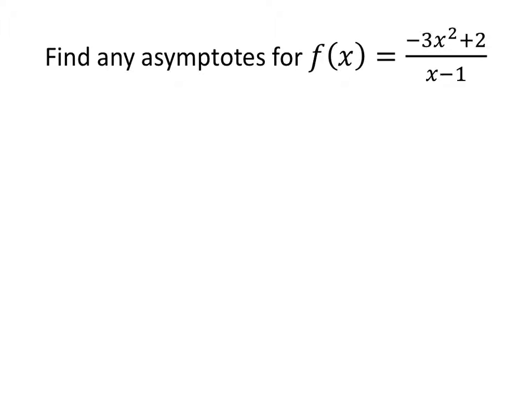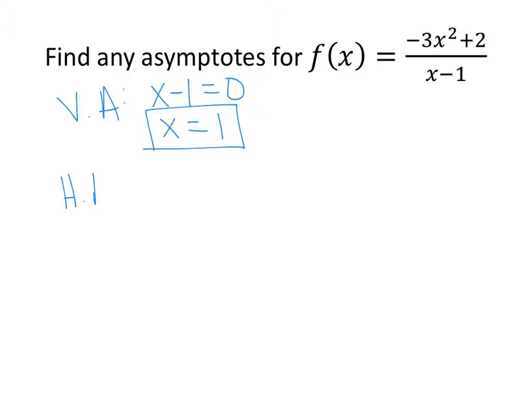Okay, so this one is saying find any asymptote. So remember, any asymptotes means vertical and horizontal. So our vertical asymptote is when the denominator is equal to 0. So I set x minus 1 equal to 0. I solve, I get x equals 1. So I have a vertical asymptote at x equals 1.